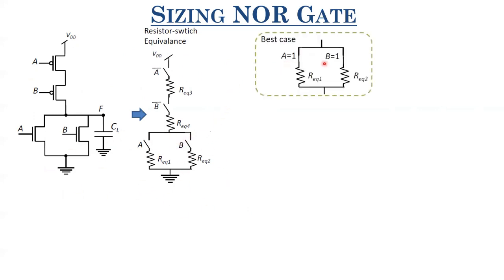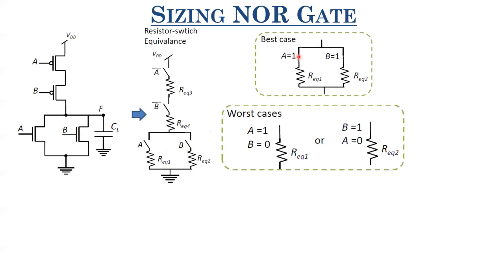It's when A equals B equals 1, right? So in that case, both of these MOSFETs are turned on, and this CL discharges through this MOSFET and this MOSFET in parallel, right? So the equivalent resistance here becomes R equivalent 0 by 2 for the best case scenario. But the best case is something that we don't have to consider. We have to consider the worst case. So what is the worst case for the pull-down network here? It's when either A is conducting or B is conducting, whether A is 1 or B equals 1. So in that case, only one of them is discharging this CL, right?